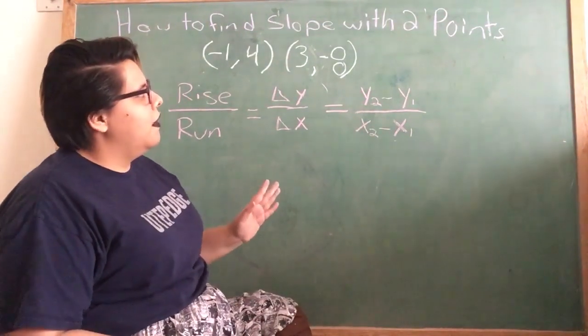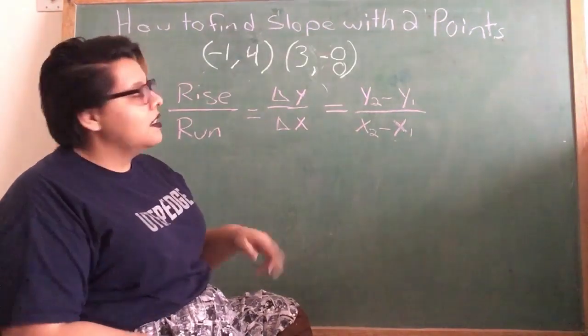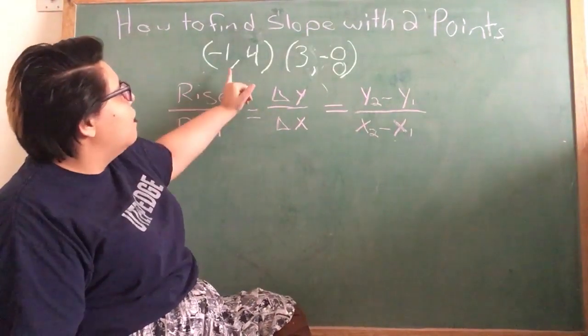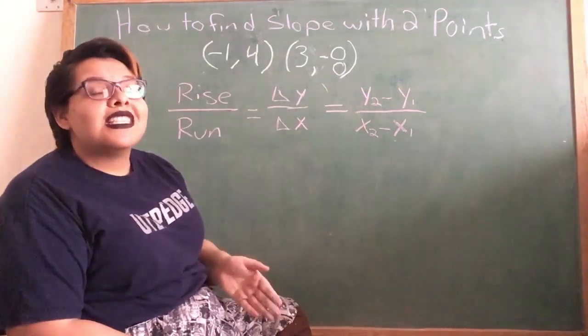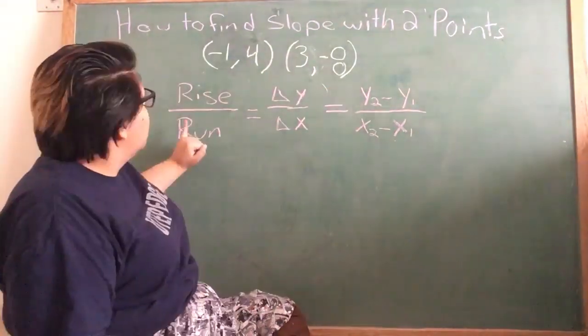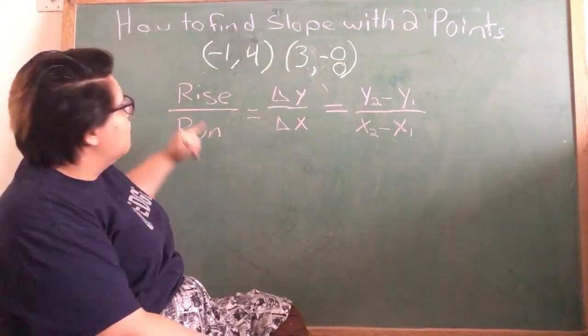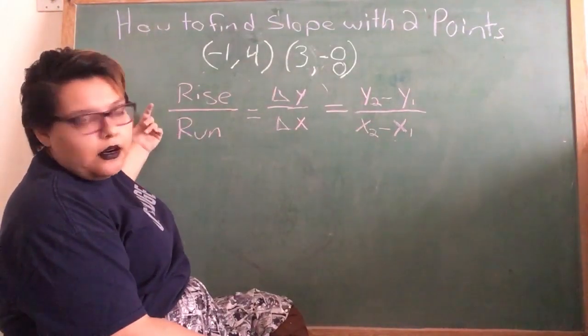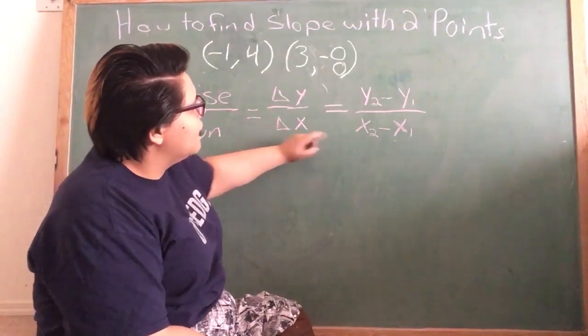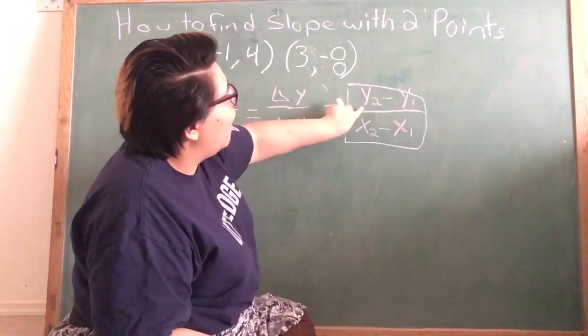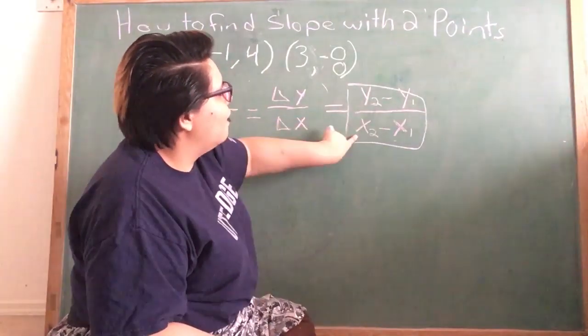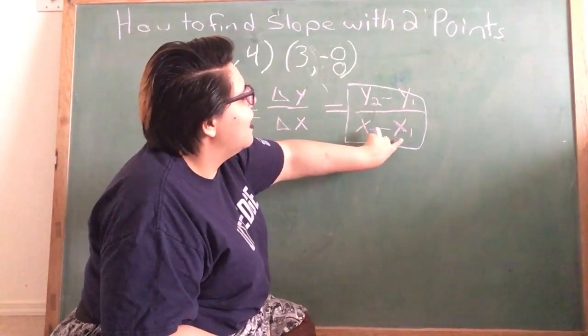So the first step for finding the slope with 2 points is identifying the 2 points, which are negative 1, 4, and 3, negative 8. These are the same points we used in our previous example. Then is identifying the formula, which is the rise over run formula I mentioned before, which is y over x. The key thing is to identify the formula, which is this: y2 minus y1 over x2 minus x1.